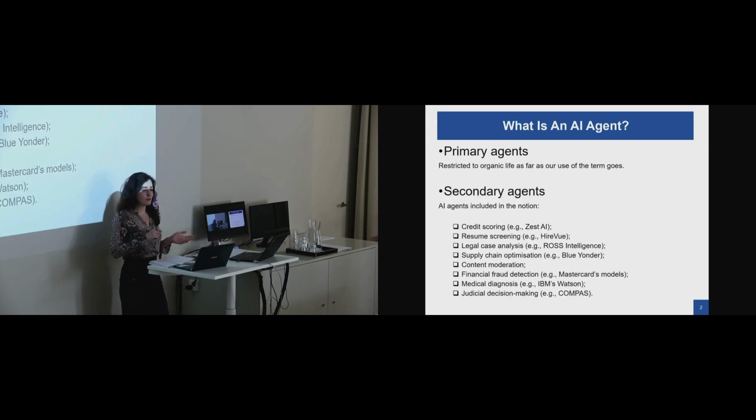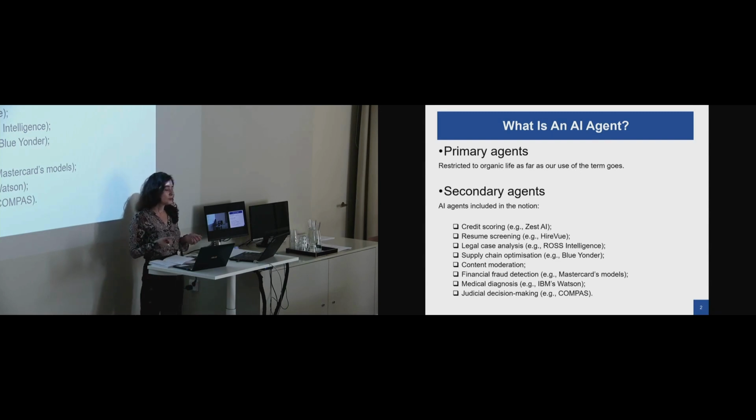So, having this background of primary versus secondary agency in mind, I then ask, what is an AI agent? Do we have primary AI agents? As of now, I'm not aware that we have primary agents in the AI world, because primary agency, as we define it, is restricted to organic life. As I described in the previous slide, we do see some sort of agency with basic organisms, and then if we look at the whole spectrum up to humans. But we are not aware of any primary AI agents yet that comprise intentionality, rationality, and moral responsibility.